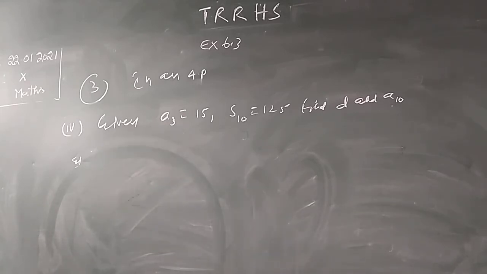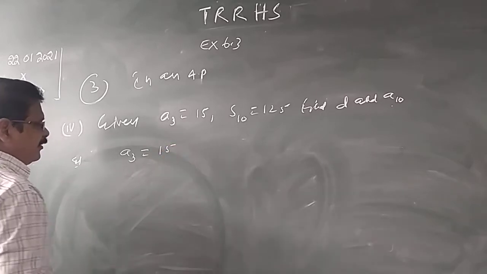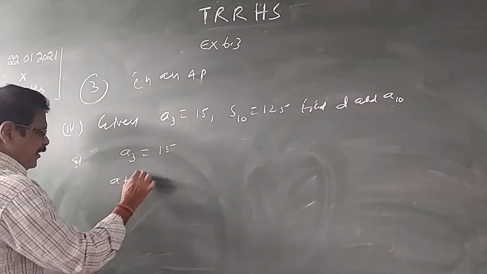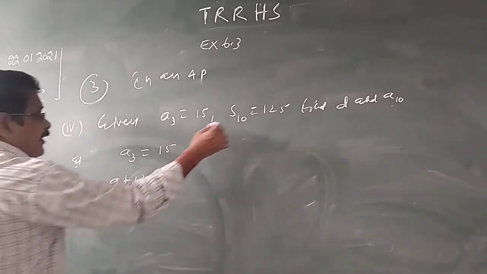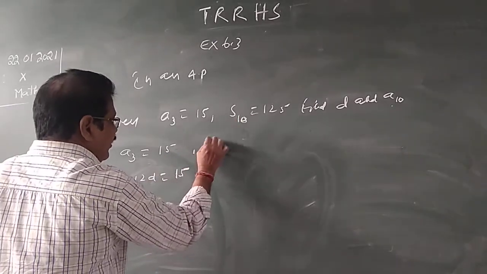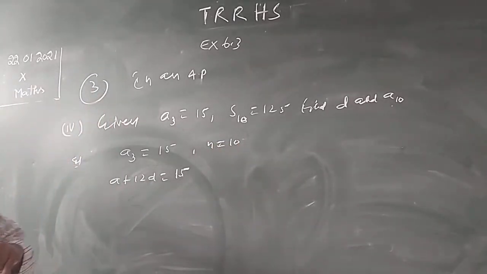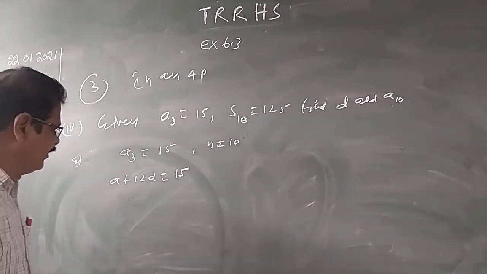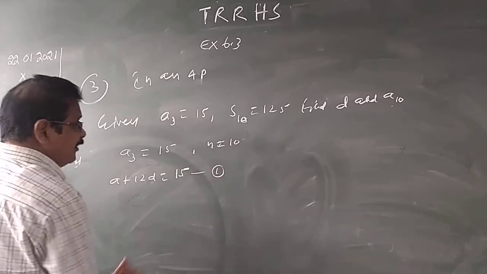Okay. A3 equal to 15. A3 is what? A plus 2D is equal to 15. For S10, n is equal to how much here? 10. So A plus 2D, like this, you keep like this.